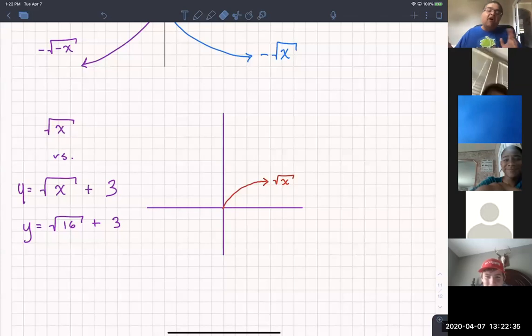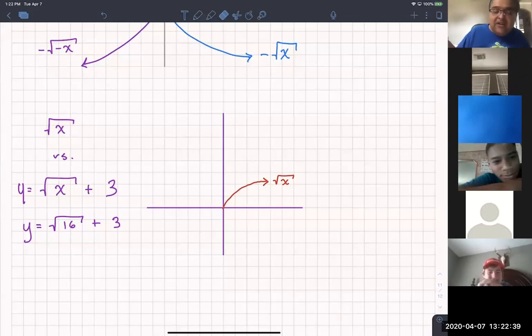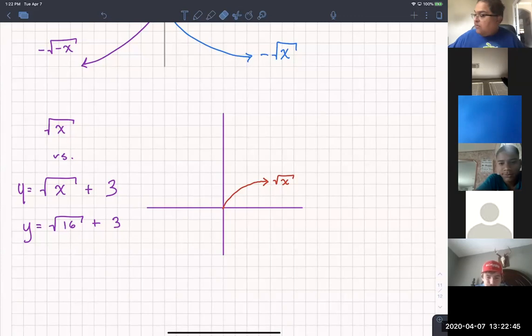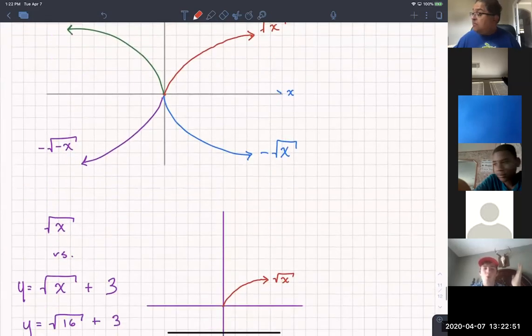Okay, so mostly all graphs in mathematics curve. The only graphs that do not curve are linear equations. They're straight lines. So this is the curve of a square root function. Normally it starts at 0 on the y-axis and curves up, unless I put a negative somewhere.